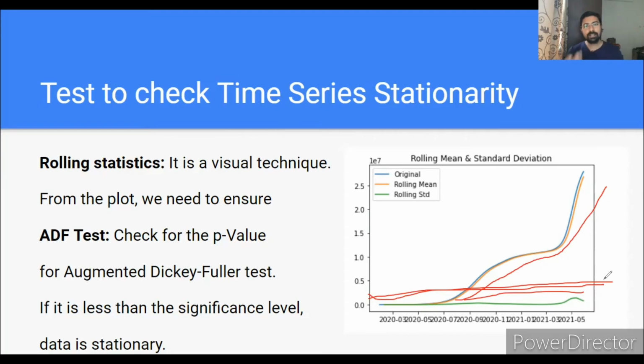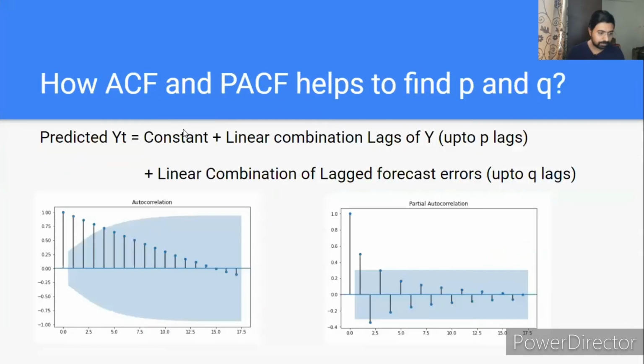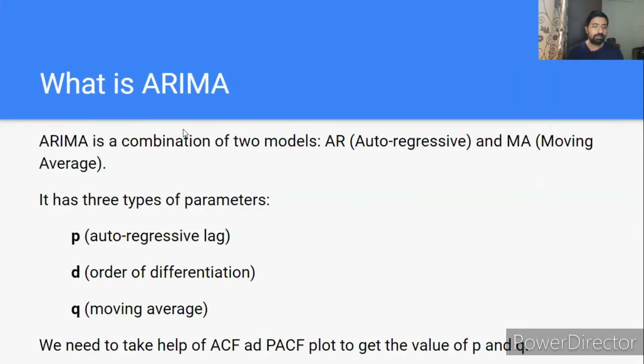And if it is greater than the significance level, then we'll accept the null hypothesis and say that the data is not stationary. So that is the Augmented Dickey-Fuller test. There we do the null hypothesis testing to decide whether the data is stationary or not. Now your data is fit enough to apply any statistical model.